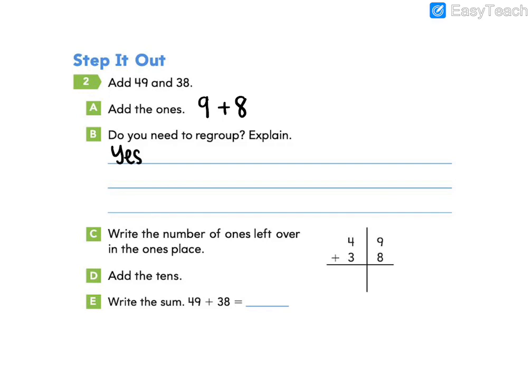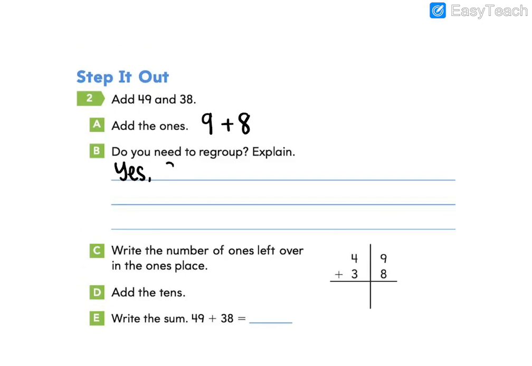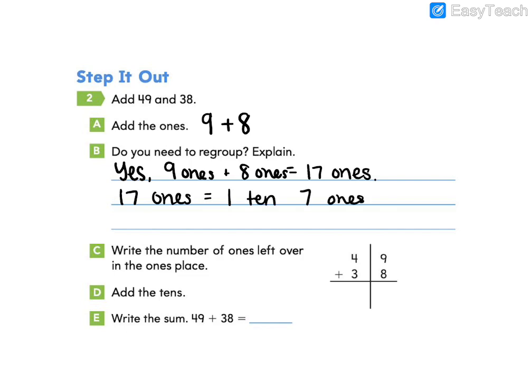If you said yes, you're correct. And why do we need to regroup? 9 ones plus 8 ones is equal to 17 ones. Because there are more than 9 ones, we need to regroup. So let's go ahead and show that. 17 ones is equal to 1 ten and 7 ones. We'll record our 7 ones in the ones place and our 1 ten in the tens place.